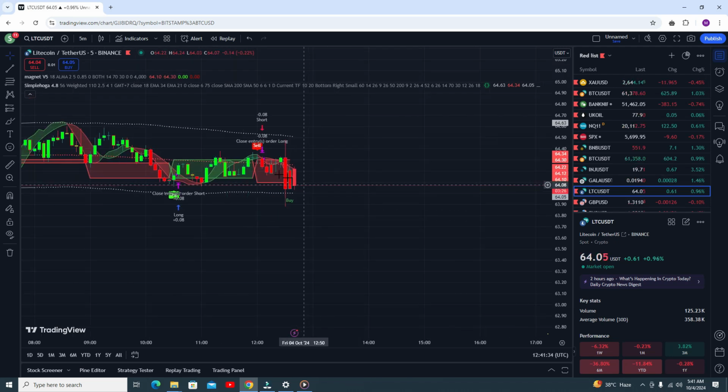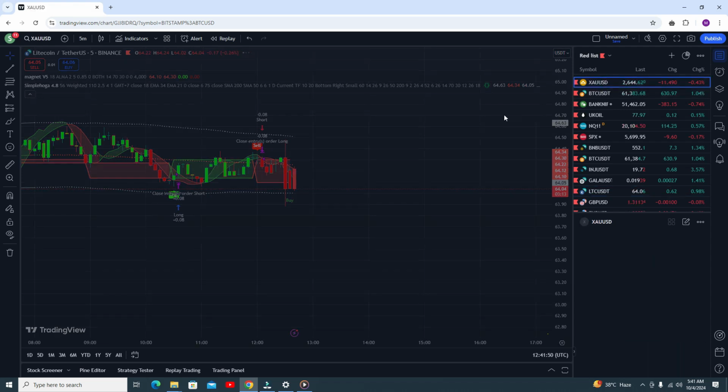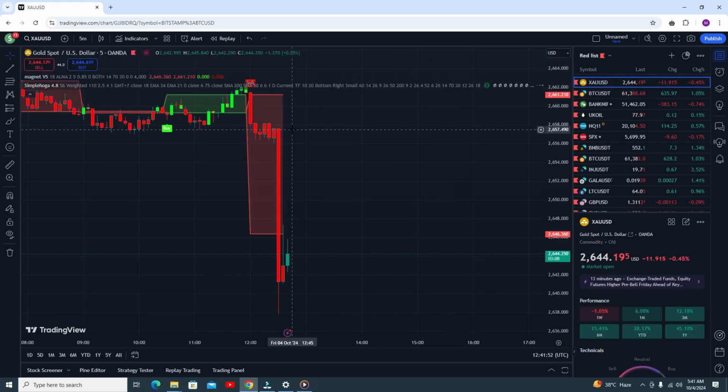Okay, now here you can see you got the sell trade. And you can see the market is going downside in the LTC. Okay, it's giving you awesome results. Okay, let's move further to the gold. That was awesome, that was awesome.